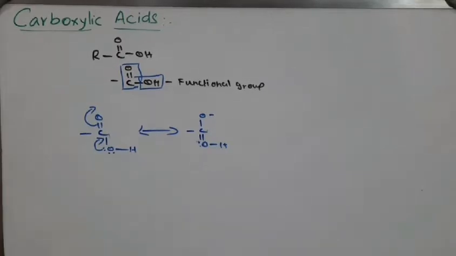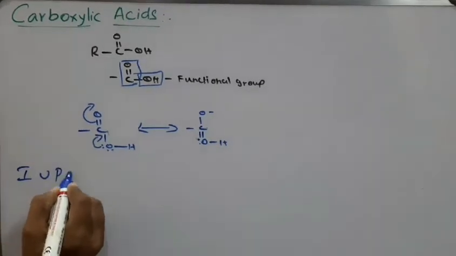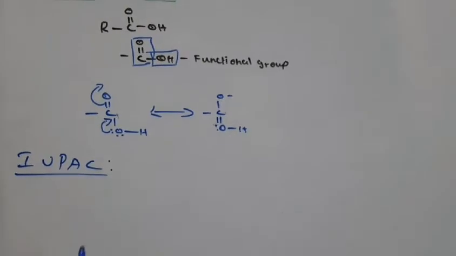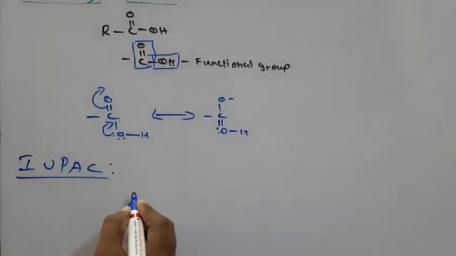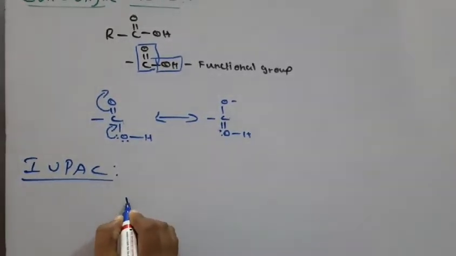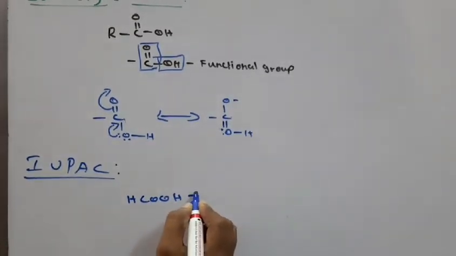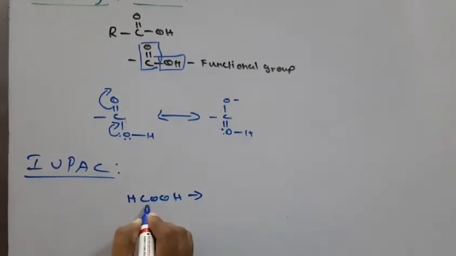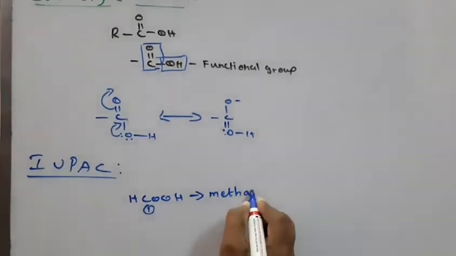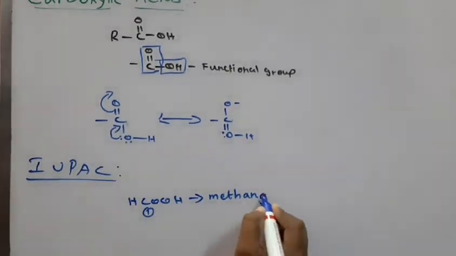Then how do you write the IUPAC name for the carboxylic acid group? For aliphatic carboxylic acids, in naming the alkyl group, instead of ending the E we use oic acid. For example, let me take HCOOH. The common name is formic acid, but here only one carbon atom is present, so the parent chain is methane. Instead of the E, we have to add oic acid.